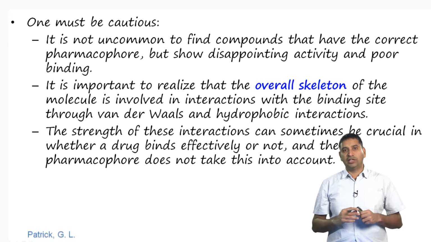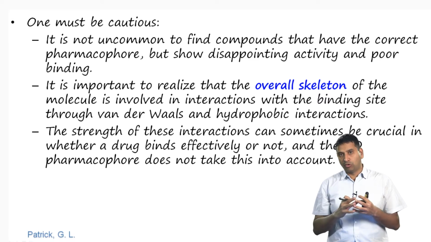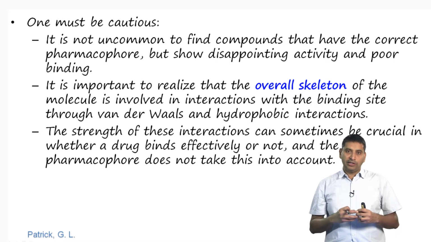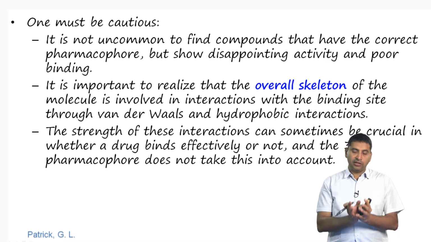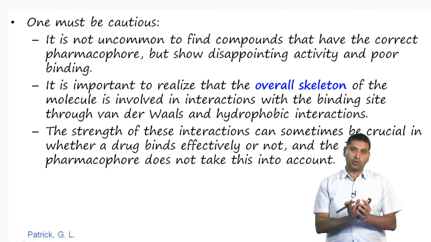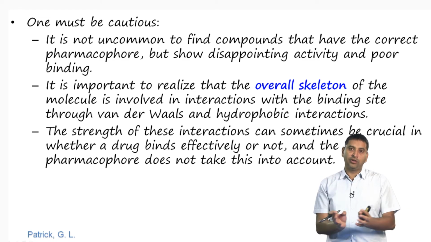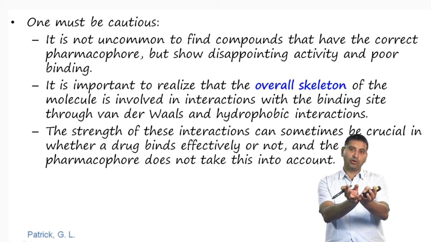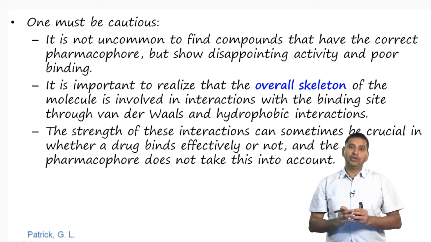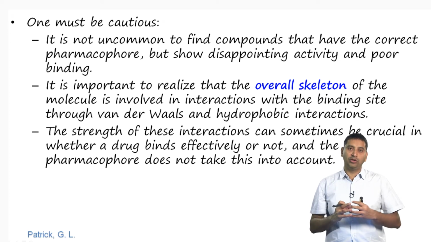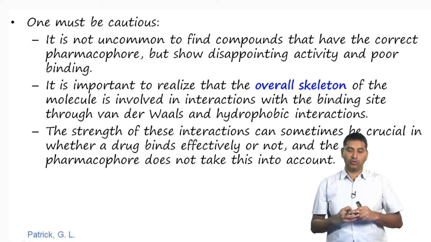because it is not uncommon to find compounds that have the correct pharmacophore but do not show any activity or binding. We have to understand that in glipine there are 3 other rings that are important. We do not know how the positioning of those rings contributes to the activity. So, when we are making analogues, it is important to understand that the overall skeleton of the molecule may change.